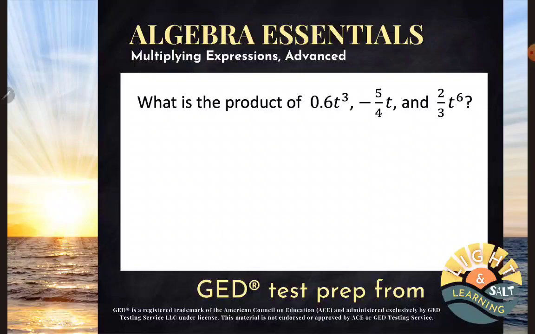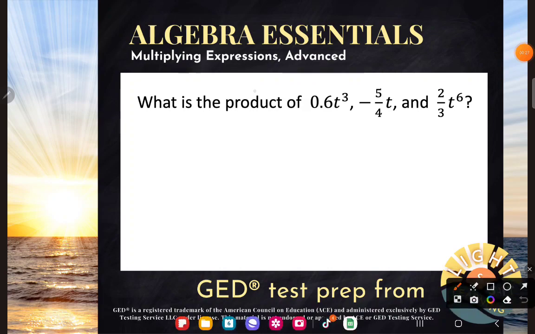So it says, what is the product of 6/10 t cubed and negative 5/4 t and 2/3 t to the 6th power? So first of all, important to understand this vocabulary word, product, or you'll be in trouble. We learned that that is a multiplication expression, or simplified, what you guys think of as the answer. So we're being asked to multiply these three things. Now take a look at them.